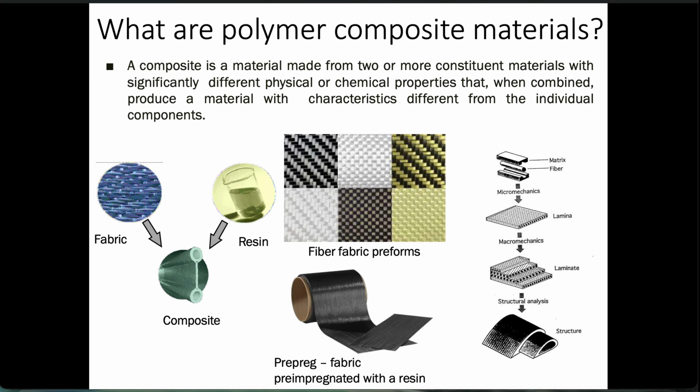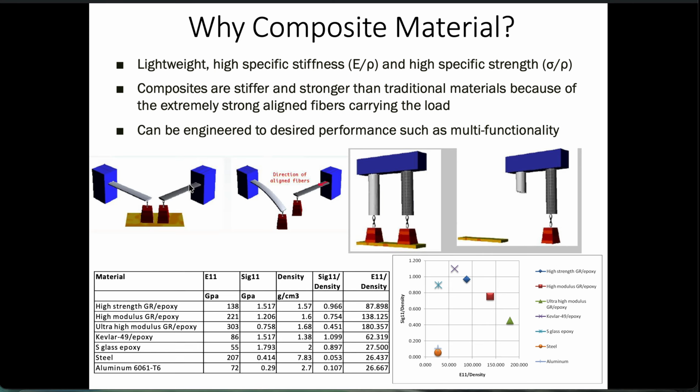Composite materials are usually made from two or more layers of fiber. It can be glass fiber, carbon fiber, or any type of fiber. Then you put these layers on top of each other and add resin to the whole system. You let the resin cure, and you have your composite plate, composite panel, or composite material in general.